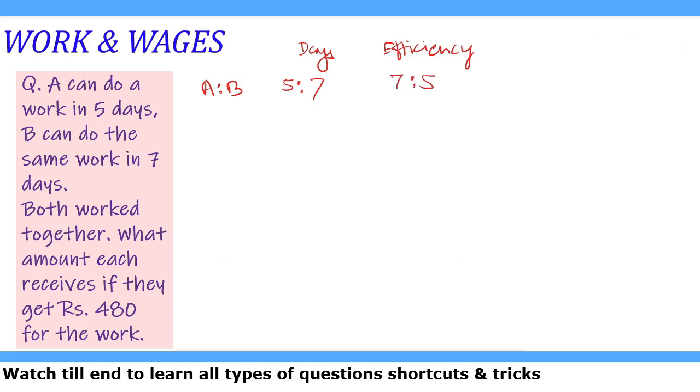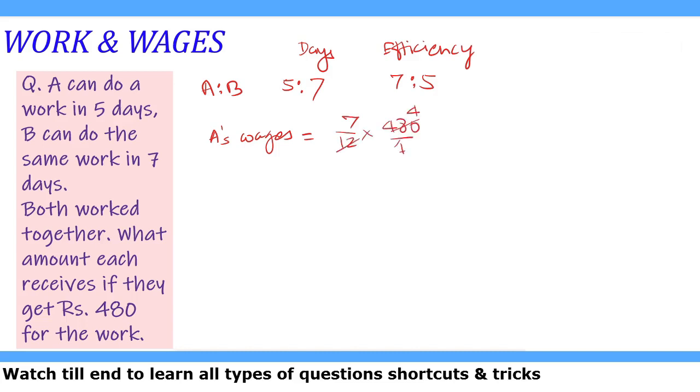As A completes the work in 5 days, he will be able to do more work than B who is doing the work in 7 days. So their efficiency ratio will be 7:5. Now their wages will be according to their efficiency. So A's wages equal the total efficiency, 7 plus 5 is 12, and the efficiency of A is 7 out of 12. So 7 upon 12 multiplied by 480.